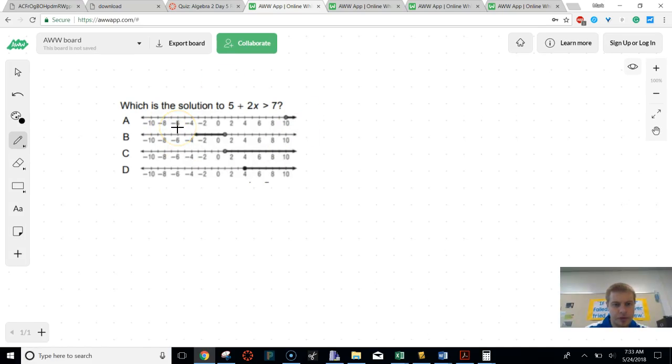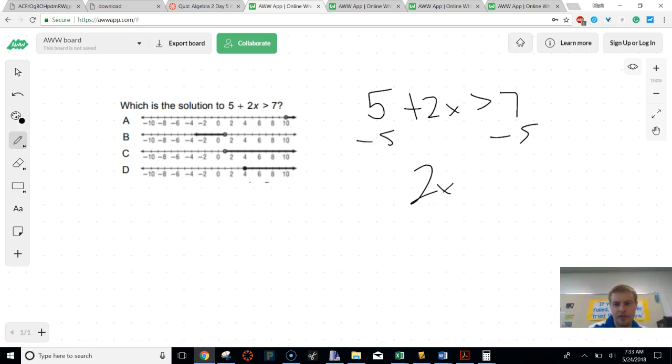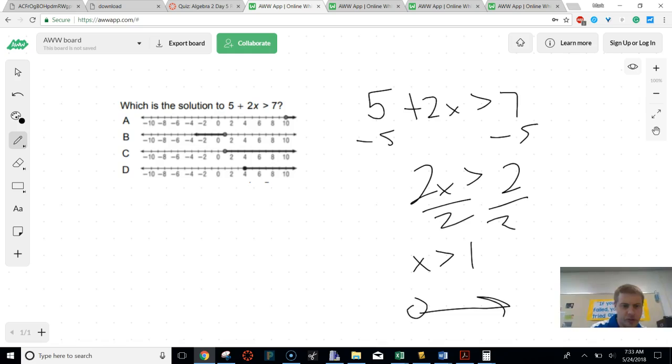Okay, so which solution matches this? Well, the first thing we want to do is solve this to figure out what they're talking about. So I'd subtract 5, get 2x is greater than 2, divide by 2, divide by 2, x is greater than 1. Which, if x is greater than 1, it's an open dot and it's going this way, which C is the only one that starts at 1 and goes to the right and has an open dot.